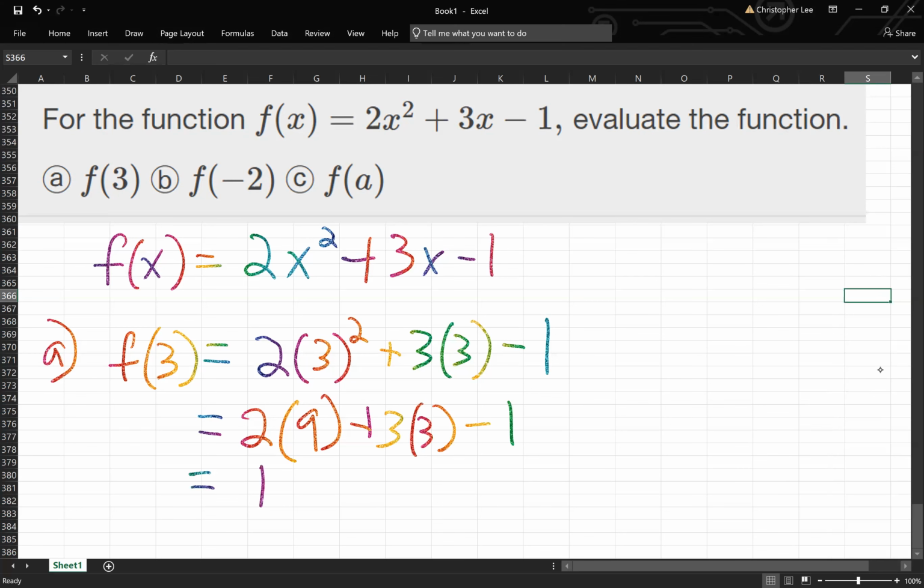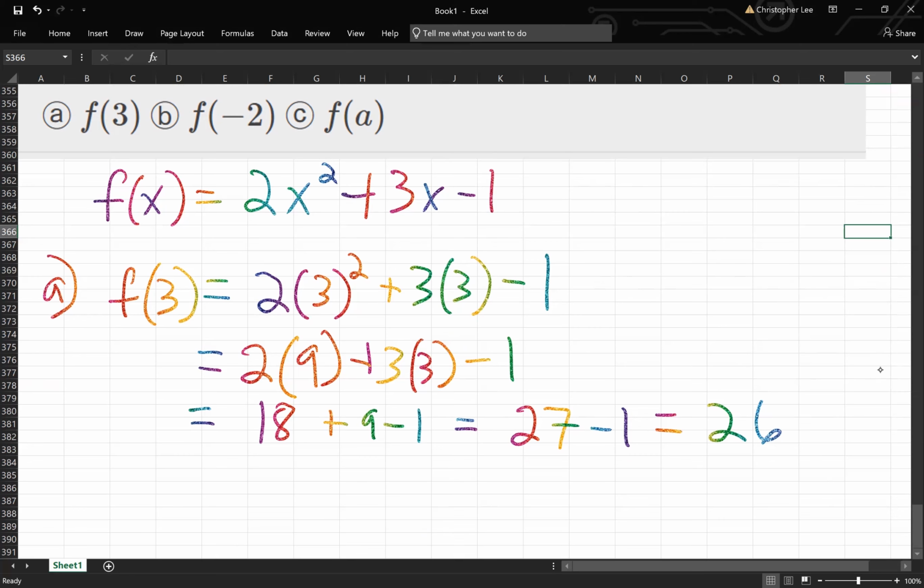I got 2 times 9, 18, plus 9 minus 1. Put them together. What's that going to be? 27 minus 1? Call it 26. That's it. So f of 3 is equal to 26. If this was web work, you just type in 26, submit, answer's right, move on to the next question. Okay, let's try another one.